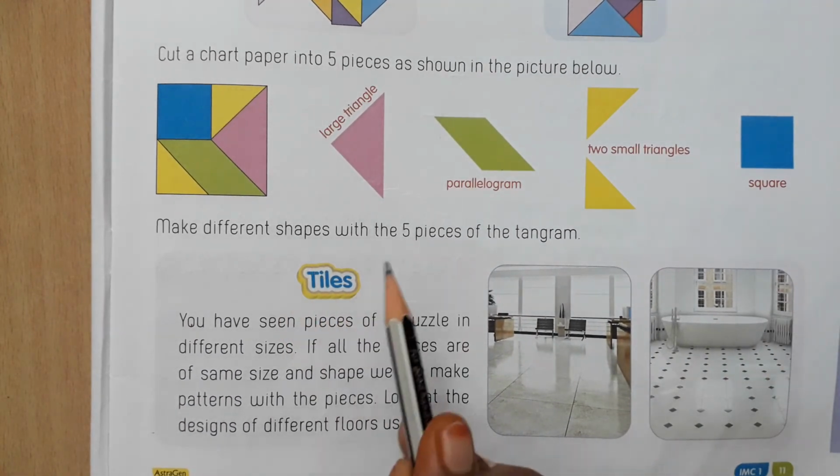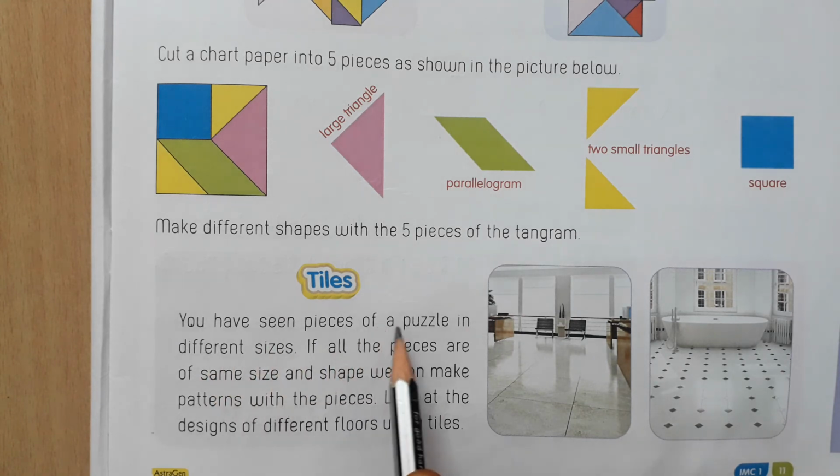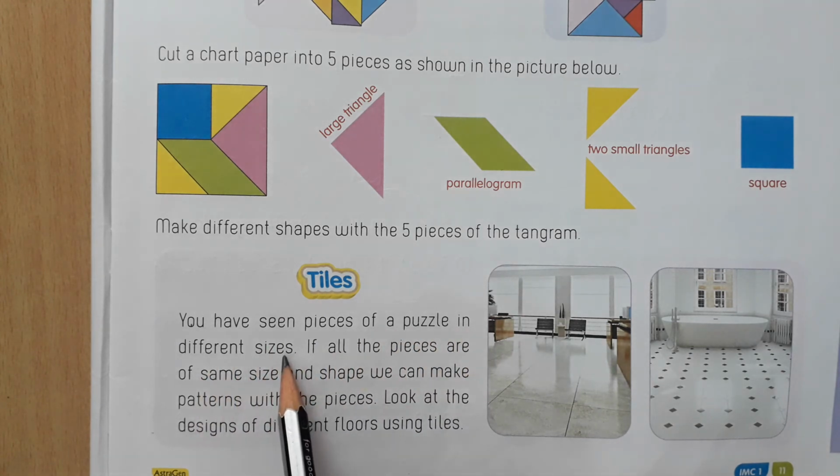Next, tiles. You have seen pieces of a puzzle in different sizes. If all the pieces are of the same size and shape, we can make patterns with the pieces. Look at the designs of different floors using tiles. These are the different styles of tiles, different designs of tiles.